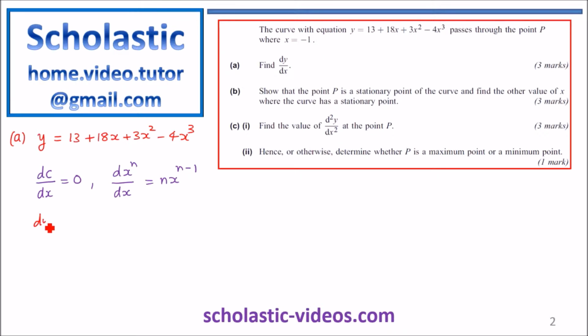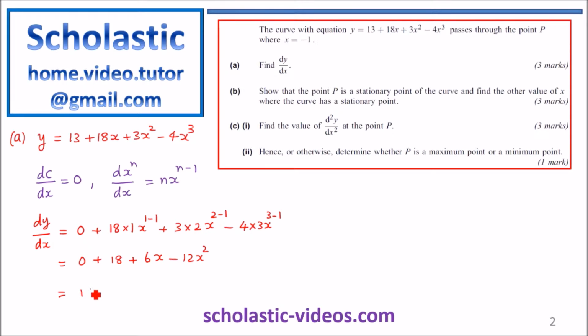Therefore, if you differentiate y with respect to x, dy by dx equals: 13 is a constant, so when you differentiate it becomes 0, plus 18 times the derivative of x, which is x to the power 1, so 1 times x to the power 0, plus 3 times x squared, n is 2, so 2x, minus 4 times x to the power 3, which gives 3x squared. This equals 0 plus 18, since x to the power 0 is 1, plus 6x minus 12x squared, which is equal to 18 plus 6x minus 12x squared.